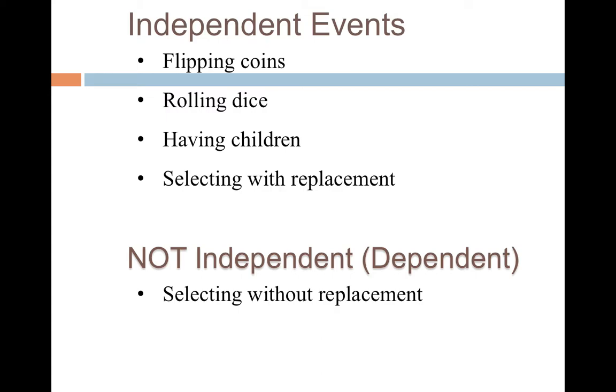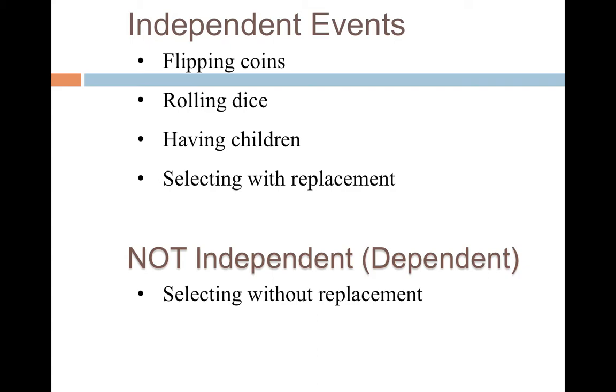Independent events have no effect on each other. So for instance, when we're flipping coins, the first coin being heads has no effect on what the second coin might be. This is true whenever we're rolling dice, or having children, or anytime we're selecting something with replacement. Because if I have a jar of balls, and I pick out one and put it back, it doesn't change what's in the jar.